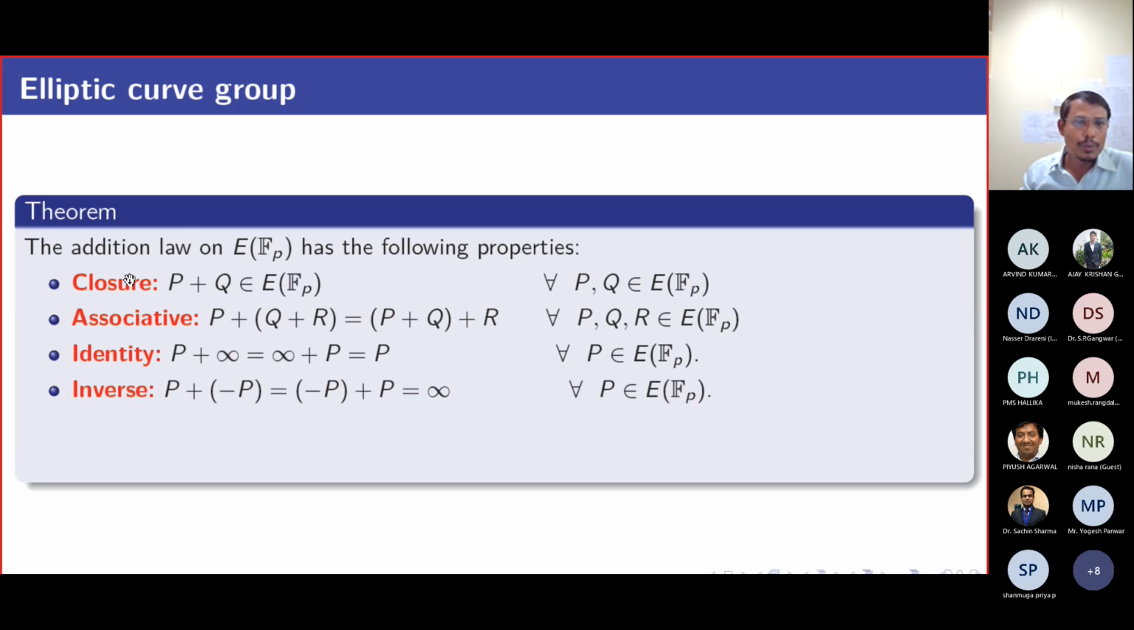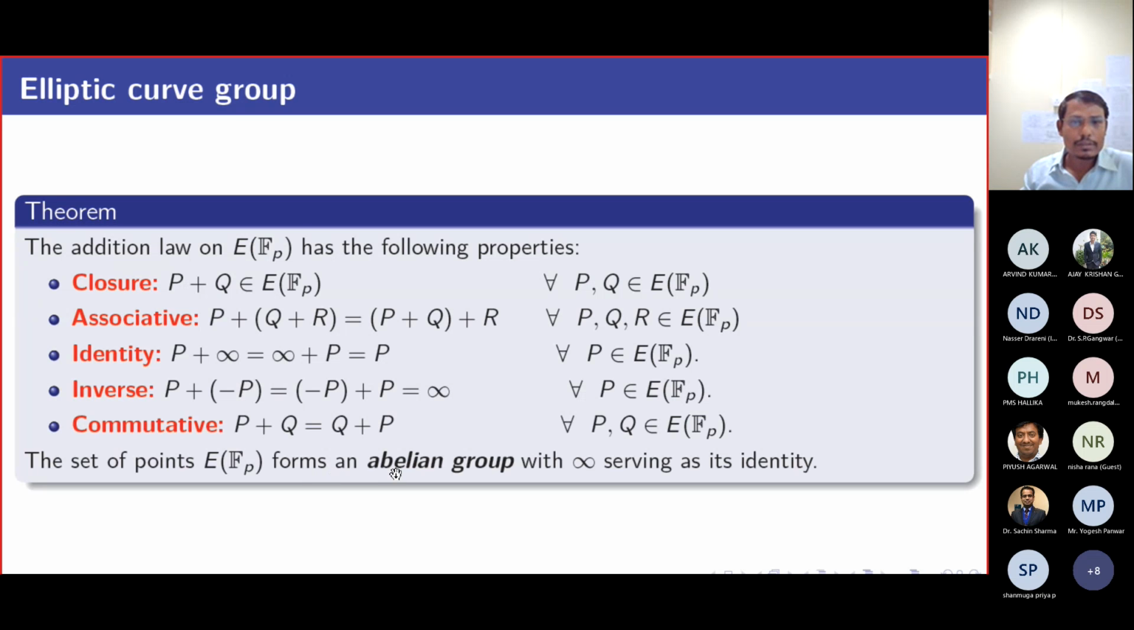Right. So these are the 4 properties, and of course for elliptic curve points, P plus Q is equal to Q plus P. It satisfies the commutative property. That is why the set of elliptic curve points forms an abelian group or commutative group, wherein the point at infinity serves as the identity element.